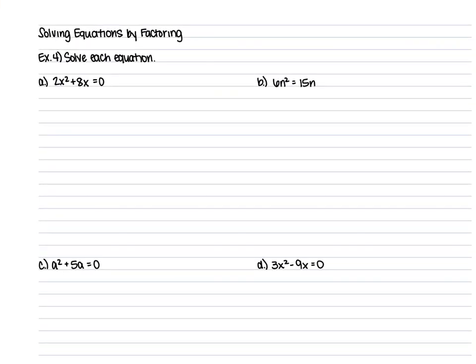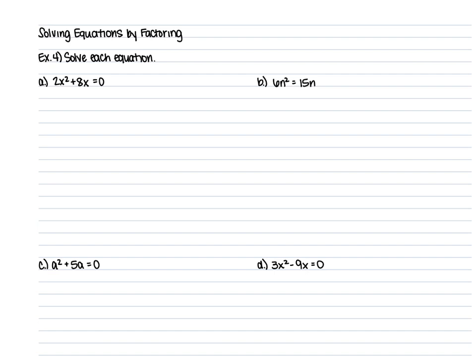So when we look at example 4, we're solving each equation, but we have to factor out the greatest common factor first. That is, when you're factoring, the first thing you want to ask yourself every single time is: is there a greatest common factor that I can factor out? If there is, that has to be done first.